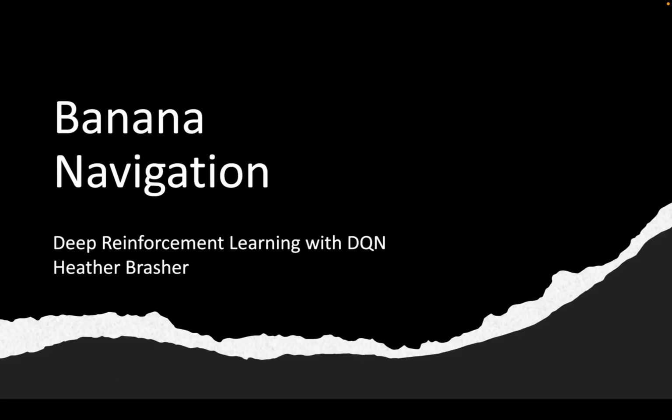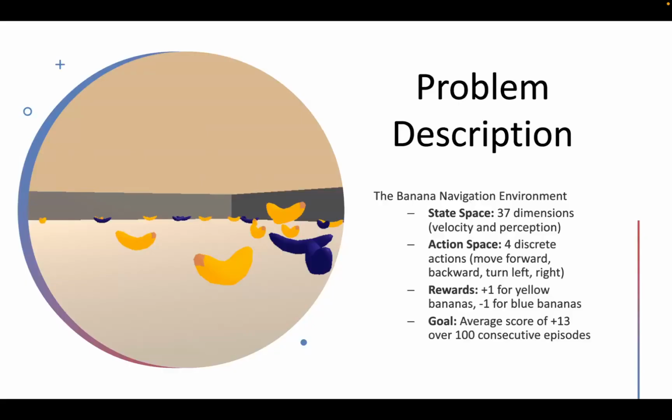Today I'll be presenting my deep reinforcement learning project on the banana navigation environment. This project implements a deep Q network agent that learns to collect yellow bananas while avoiding blue ones in a 3D environment. In the banana environment, the agent navigates a 3D world with the goal of collecting yellow bananas for a +1 reward while avoiding blue bananas that give a -1 penalty.